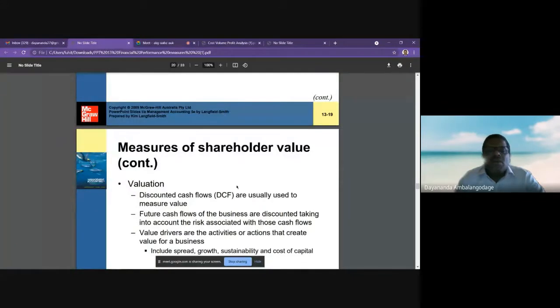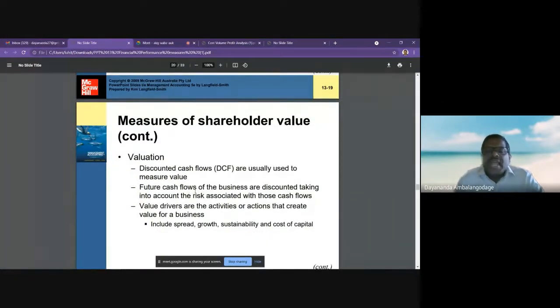Most measure shareholder value. Discounted cash flow is usually used to measure shareholder value. You know the discounted cash flow method. The discounted cash flow method means you predict the future cash flows and discount them by the relevant cost of capital factor. Future cash flows of the business are discounted, taking into account the risk associated with those cash flows. That's the meaning of discounted cash flow.